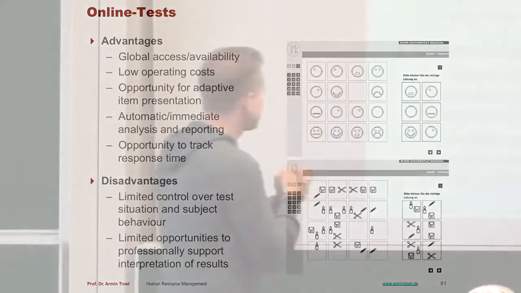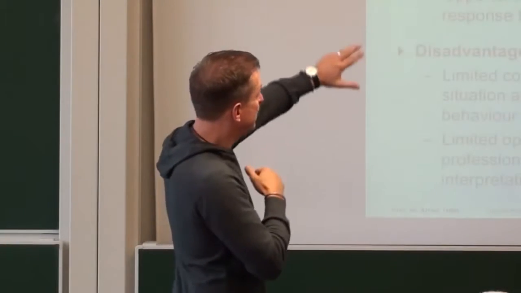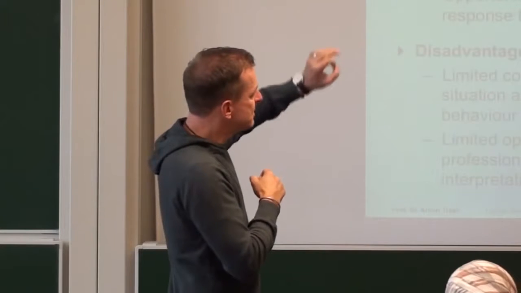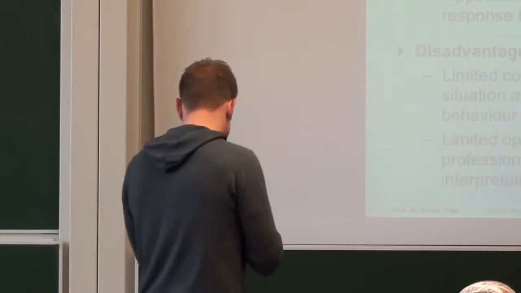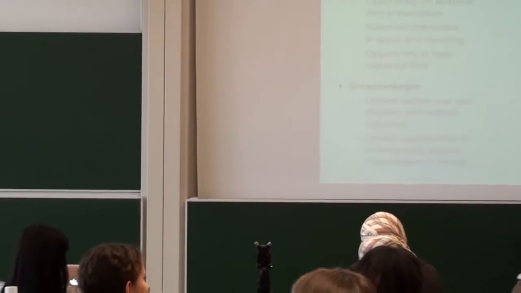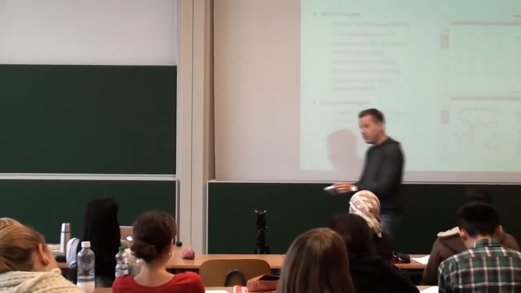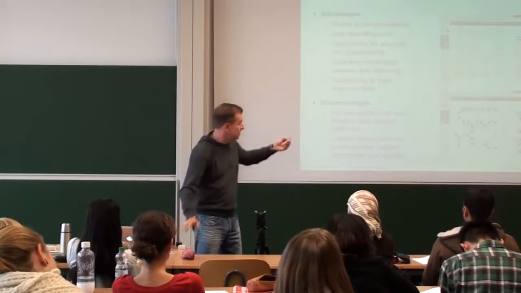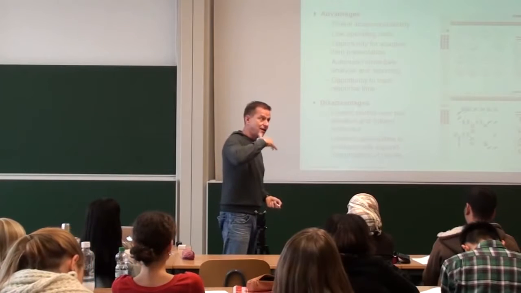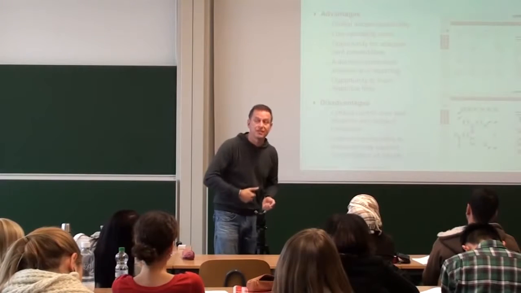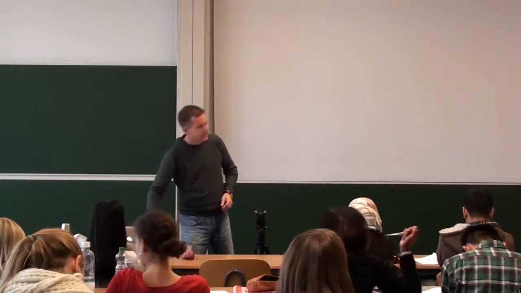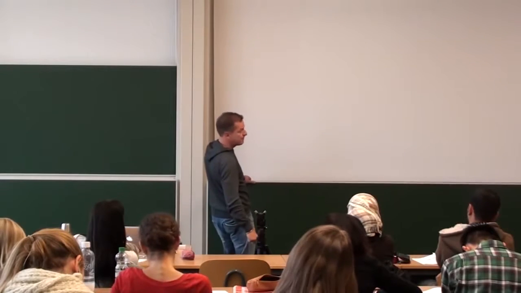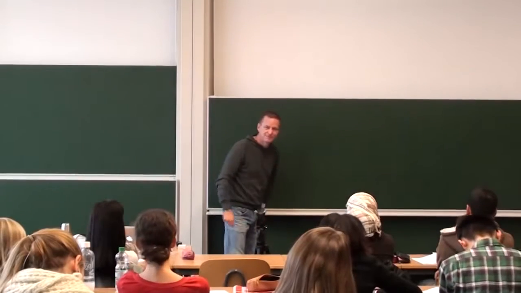But let me get back to this point of opportunity for adaptive item presentation, because this is the most critical thing about online tests. For this, I need a chalk. Different items, as you have seen with the intelligence tests, are different with regard to difficulty. There are easy tasks and there are very difficult tasks, right? So we can measure the difficulty of different items.